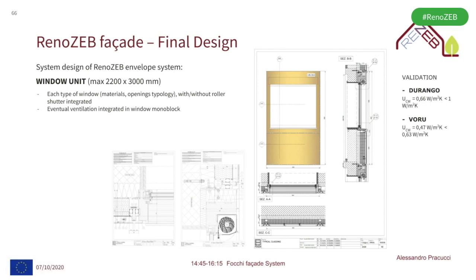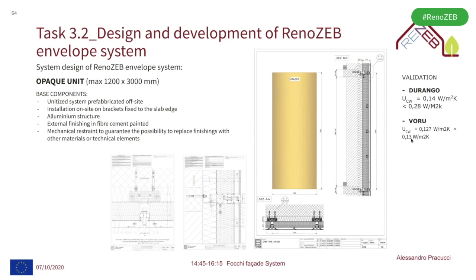I go back to the opaque slide just to show you the result for the opaque unit, where you can see the transmittance of 0.28 requested by the Spanish norm in the Basque Country. We achieved it with the solution, considering obviously not only the panel, but also the insulation in the cavity, as well as the existing wall in this specific demo. We achieved this, so perfectly in line with the expectation of the project. And in Estonia, the request was to achieve 0.13 watt per square meter Kelvin, and we were just a bit lower.